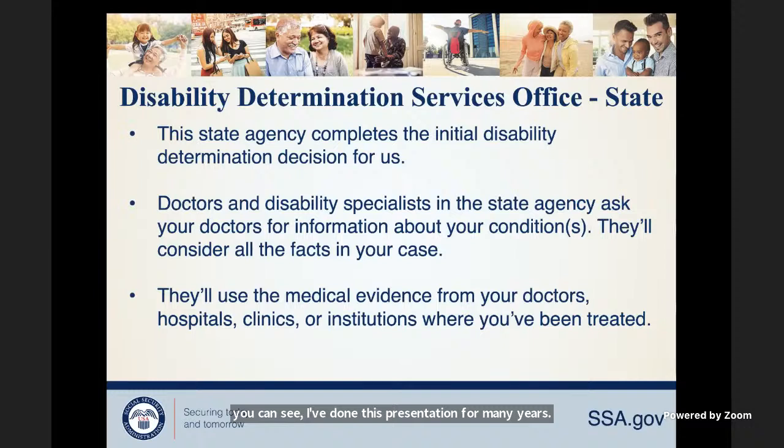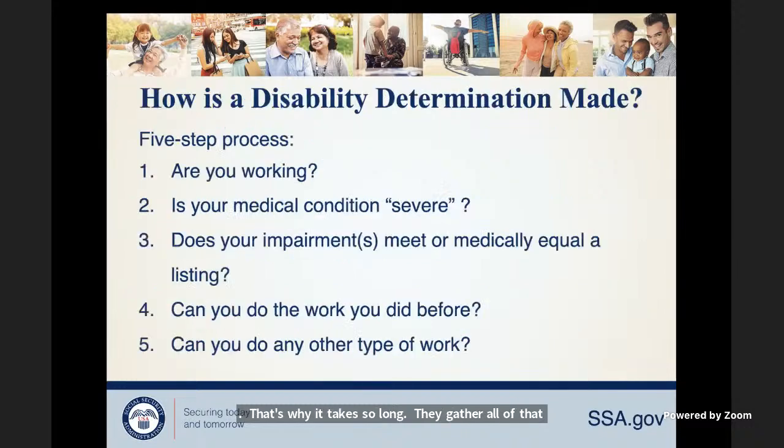What DDS does, they're the ones that compile all the information. They look at your work history. They look at what you're doing now. They look at your education and the disability, and they look at your age. That's why it takes so long. So they gather all that information and they're going to see, can this person continue to work at a substantial gainful activity amount?